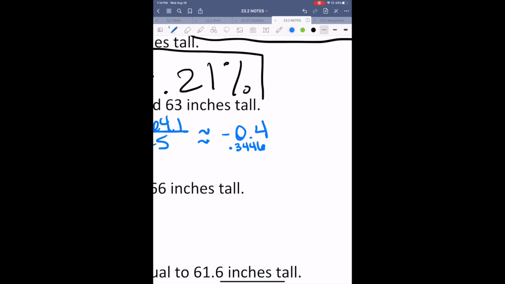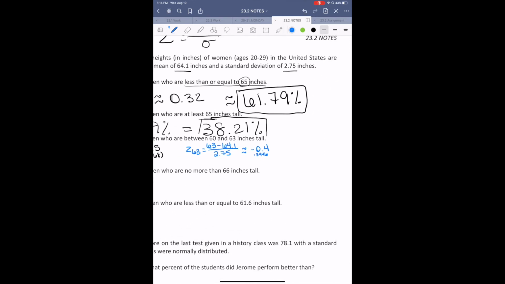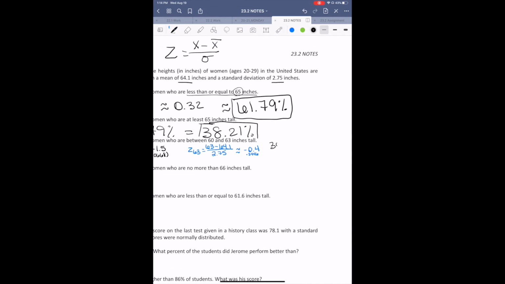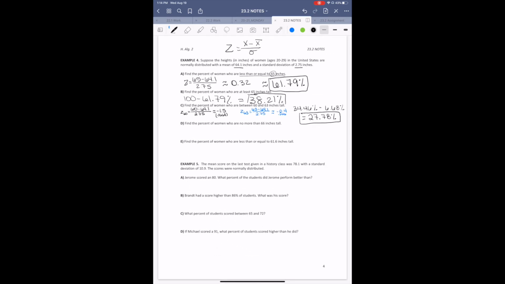Okay, now how do we find the data between 60 and 63 inches tall? We're just going to subtract, find the difference. So 34.46% minus 6.68% gives us a total of 27.78%. So 27.78% of our data lies between 60 and 63 inches tall.